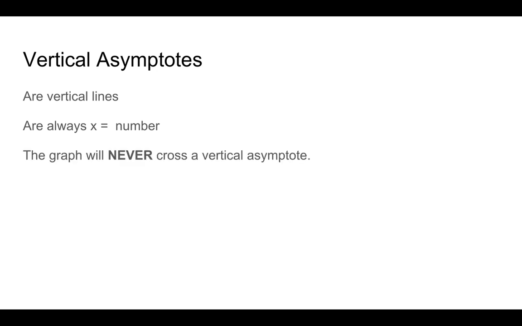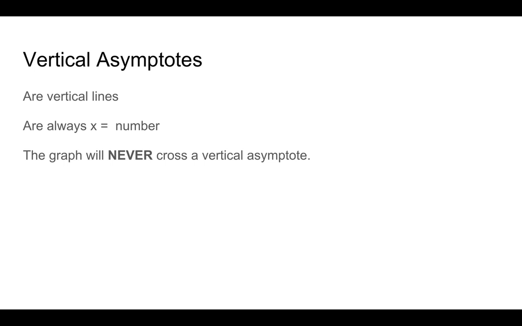Okay, this is important. Vertical asymptotes are vertical lines. It's kind of built right into the name. They're not horizontal lines, they're vertical lines. Vertical lines are always of the form x equals a number. X equals 3, x equals 12, whatever the case may be. You can't graph a number, and vertical asymptotes are related to our graph. So they're always x equals whatever number we have.